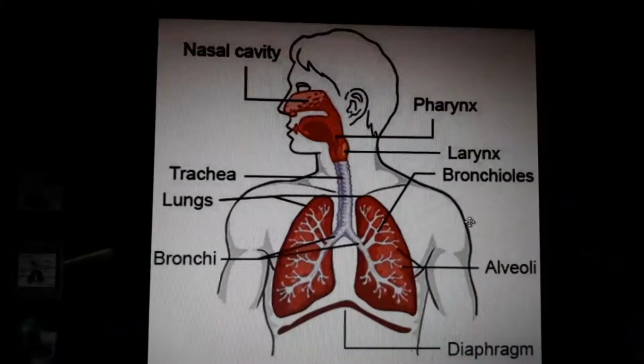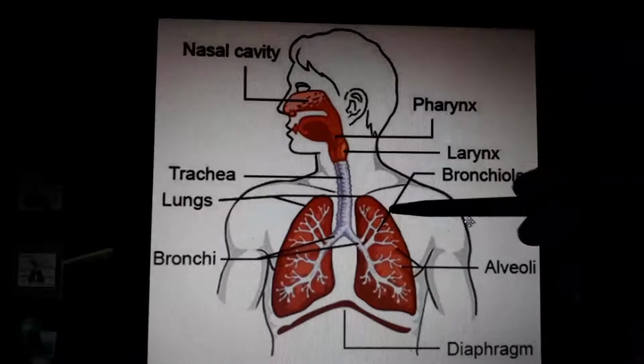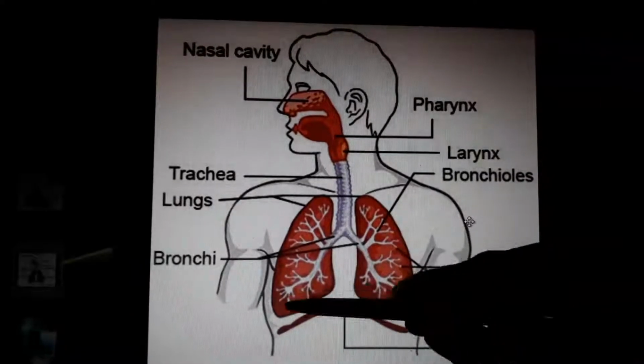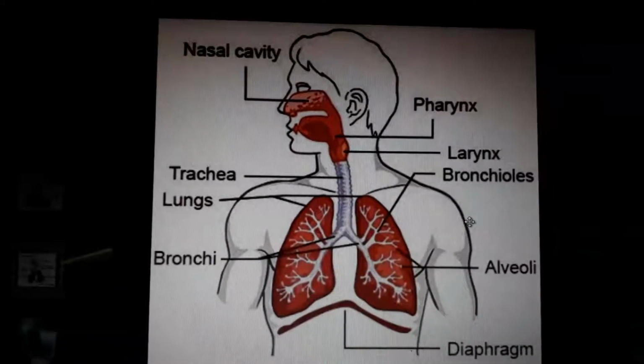And at the tip of every bronchiole, there is another small thing called the alveoli. Understood? This is the alveoli, and this is an important part of our respiration. This acts the same way as the villi we studied in the small intestine. It has nothing to do with digestion, but it has something to do with respiration.